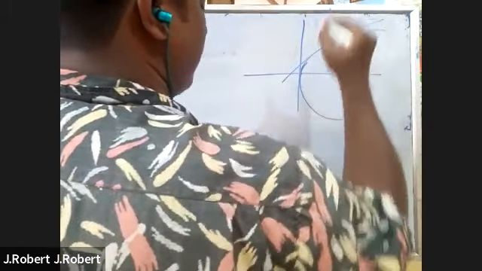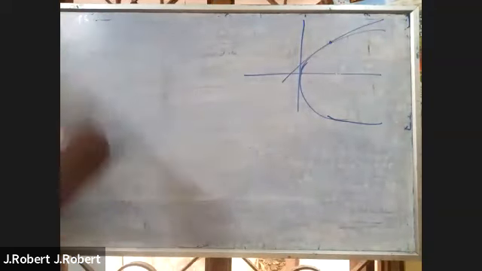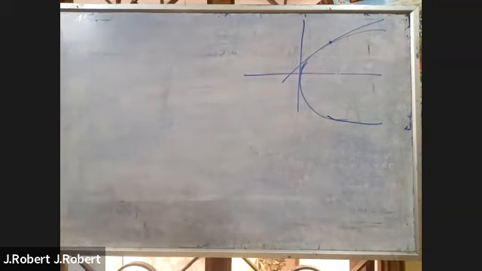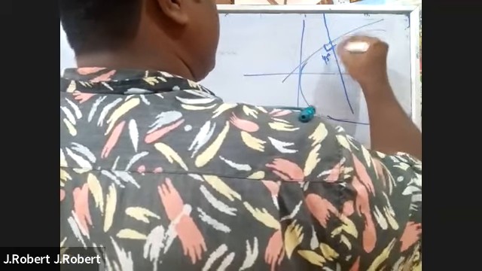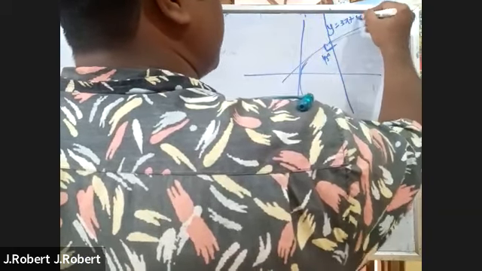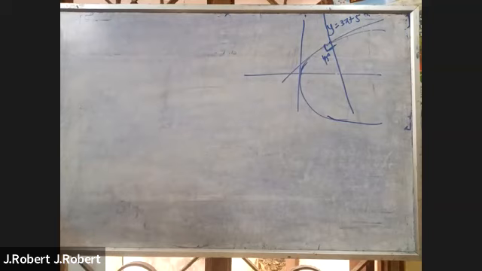Okay, this is called the tangent point. It makes an angle of 45 degrees with the straight line y is equal to 3x plus 5. Find the point of contact.